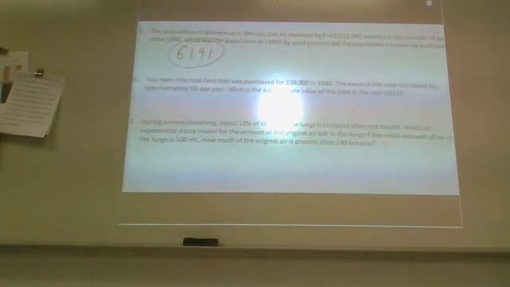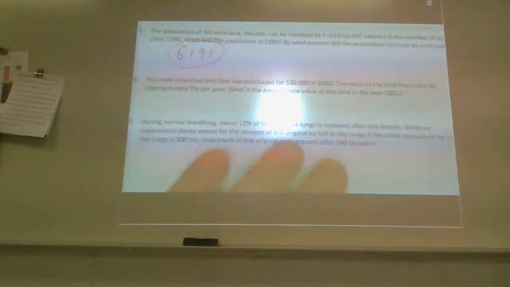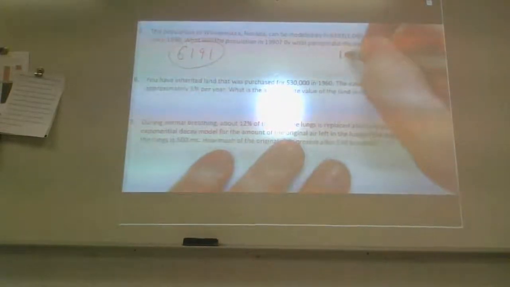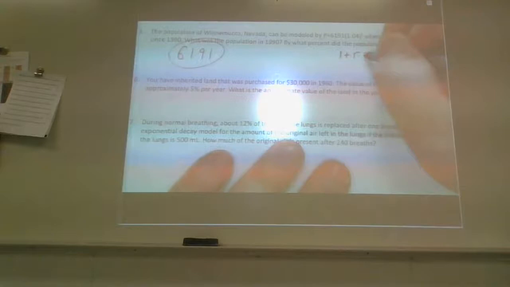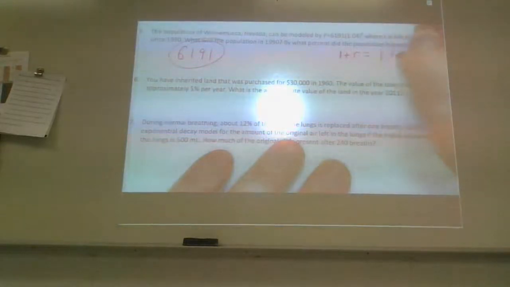They are not asking for T. But in the year 1990, what value do you put in for T? It's not 1. You put in a 0, and if you put a 0 in for T, it will calculate to become 6191. By what percent did the population increase each year? 0.04, or 4%, yes.